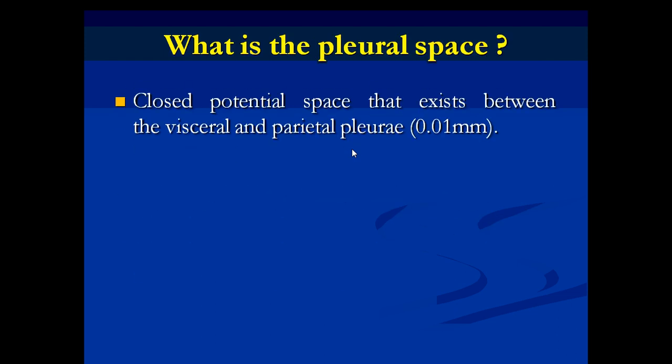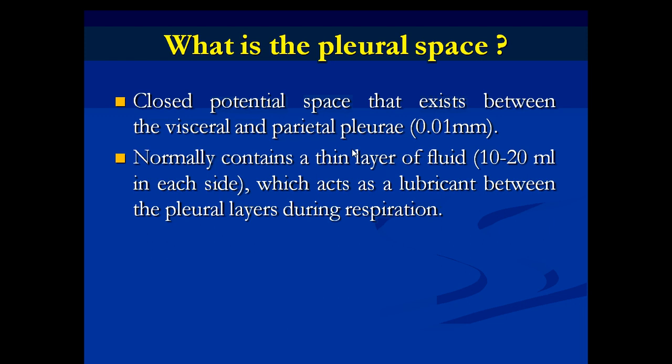So what is the pleural space? It's a closed potential space that exists between the visceral and parietal pleurae. It's about 0.01 mm in thickness. Normally it contains a thin layer of fluid, 10 to 20 milliliters on each side, and acts as a lubricant, as we mentioned before, between the pleural layers during respiration, so the lung can move smoothly on the thoracic wall, the diaphragm and the mediastinum, and the lung lobes can move on each other without any friction.